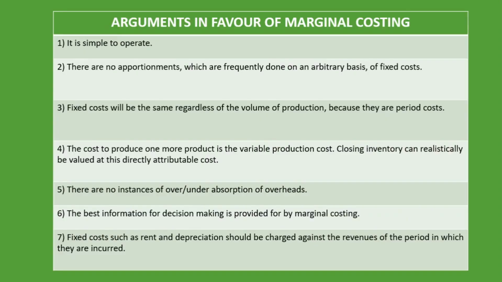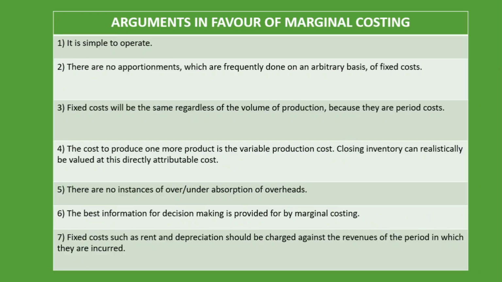And the fourth argument is that the cost to produce one more product is the variable production cost. Closing inventory can realistically be valued at this directly attributable cost, which is the variable production cost. And the fifth argument is there are no instances of over or under absorption of overheads like we have with absorption costing. And the sixth argument is that the best information for decision making is provided by marginal costing.